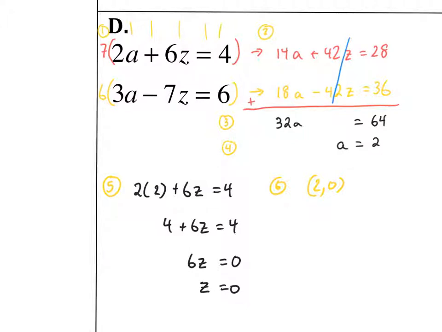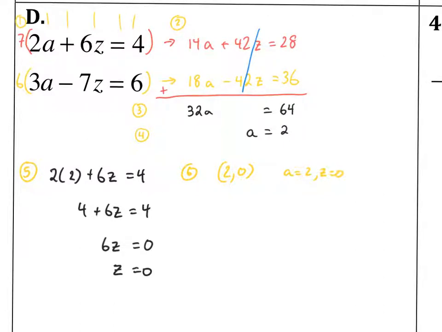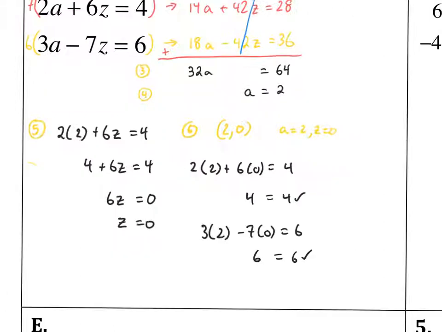Why did I choose the 2 first? Well, I went alphabetical. A and Z, so 2 and 0. I could have just listed it as answers instead. If you didn't want to write it like that, you could have said A is 2 and Z is 0. Either way is correct. All right, so now I just do a quick check. And as you can see, things check out fine. So now I commit to my answer, and (2, 0) is the solution here.